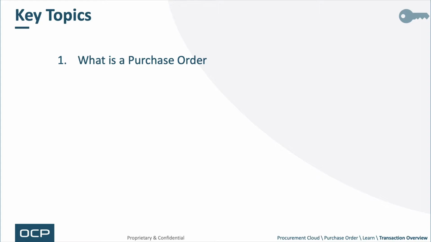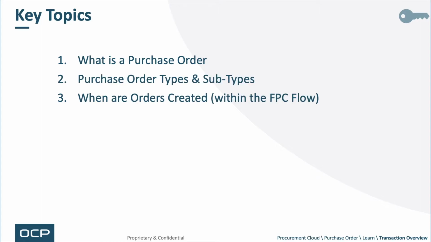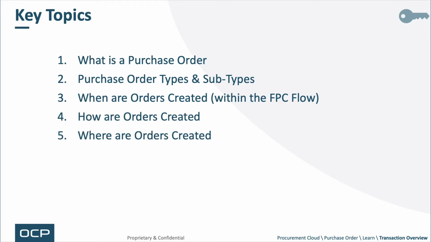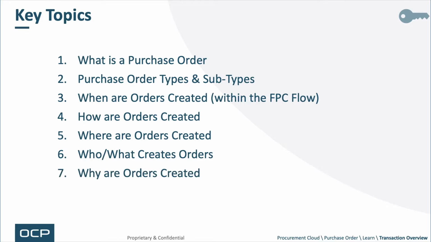Okay, so key topics for this video presentation are as follows. What is a purchase order? Purchase order types and subtypes. When are orders created? So again, within that single slide FPC, or Fusion Procurement Cloud, flow. How are orders created? Where are orders created? Who or what creates those orders? And then lastly, why are orders created? So let's get started.